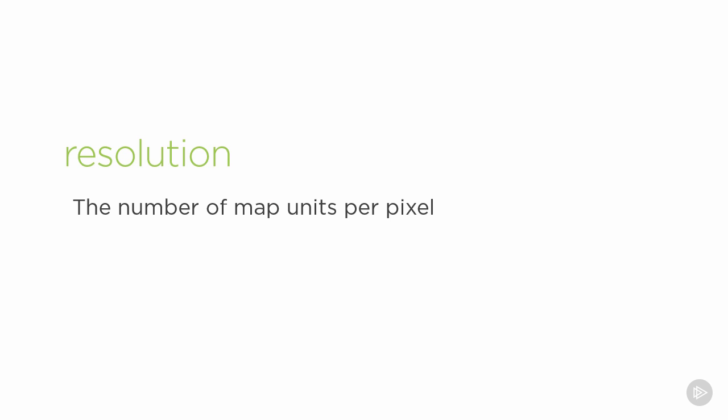We'll begin by defining the resolution, which is simply the number of map units per pixel. Map units refers to the unit of measurement used by the map at the time. So in the case of EPSG 3857, the map unit is meters. So the resolution for an EPSG 3857 map is simply the number of meters per pixel. Or in other words, the number of meters on the Earth that is represented by 1 pixel on your map.